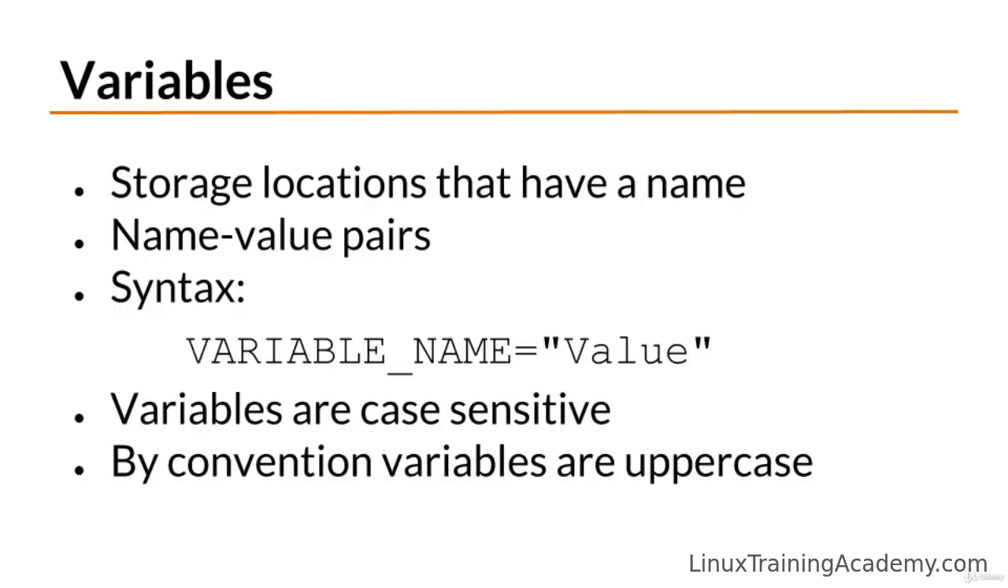Let's get back to shell scripting. You can use variables in your shell scripts. Variables are simply storage locations that have a name. You can think of variables as name-value pairs. To assign a value to a variable, use the syntax VARIABLE_NAME=value. Make sure not to use any spaces before or after the equal sign. Also, variables are case sensitive, and by convention, variable names are in all uppercase.